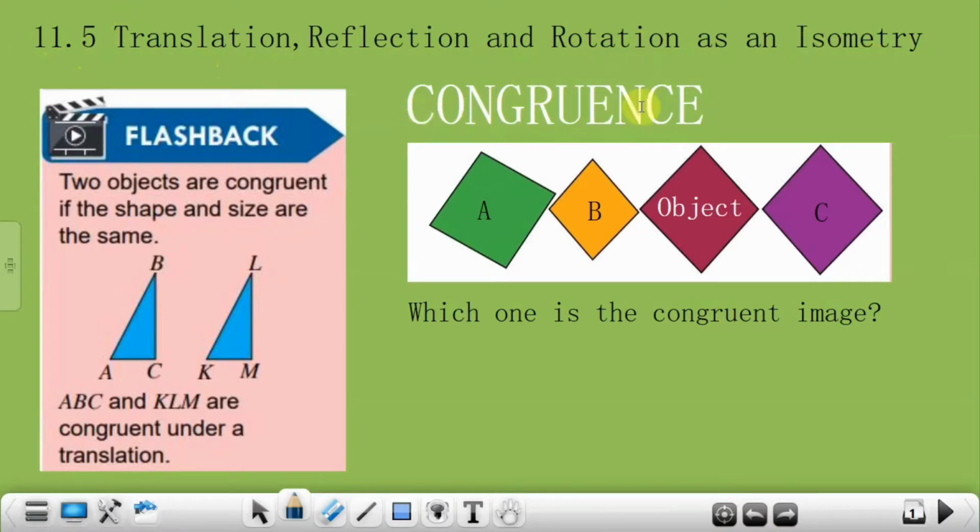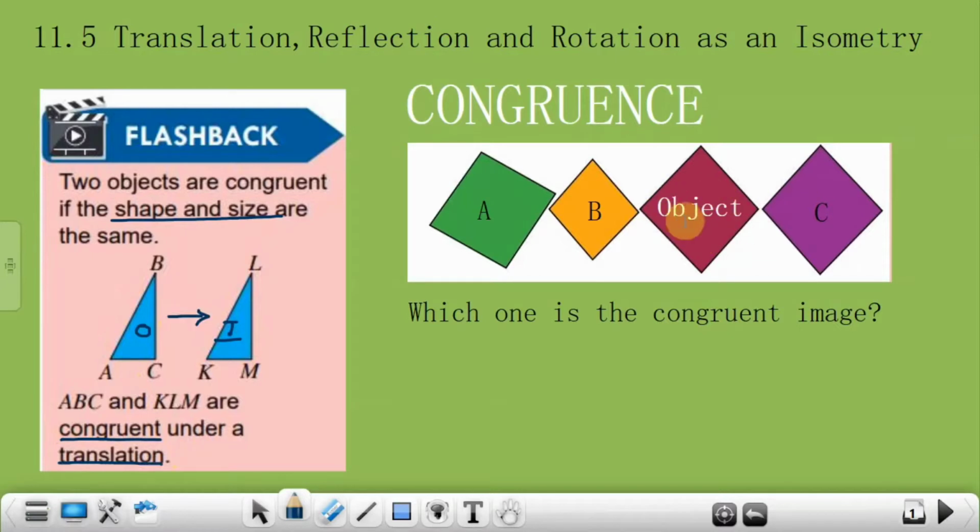Let's proceed to 11.5, translation, reflection and rotation as an isometry. So what is congruence? Congruent is when two images have the same size and same shape. For example, this is triangle ABC and KLM. Let's say ABC is the object and triangle KLM is the image. ABC and KLM are congruent because they have the same size and same shape.